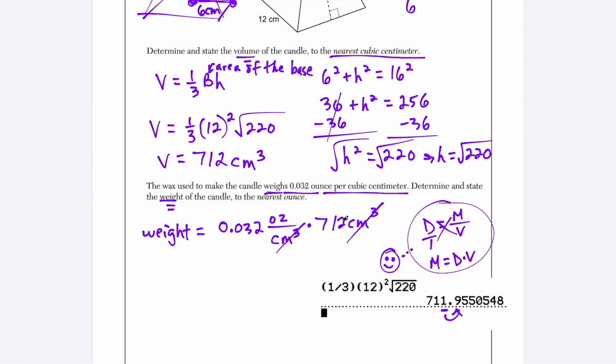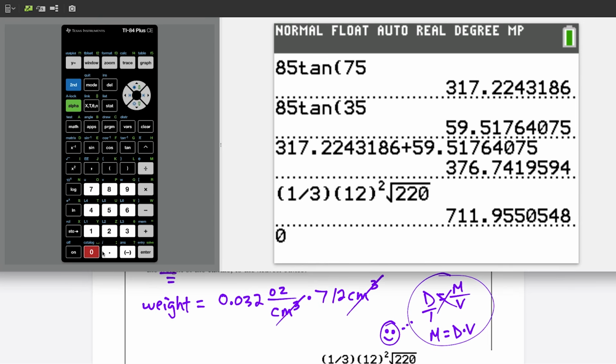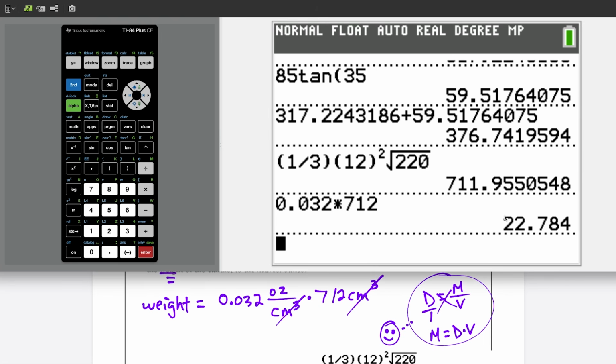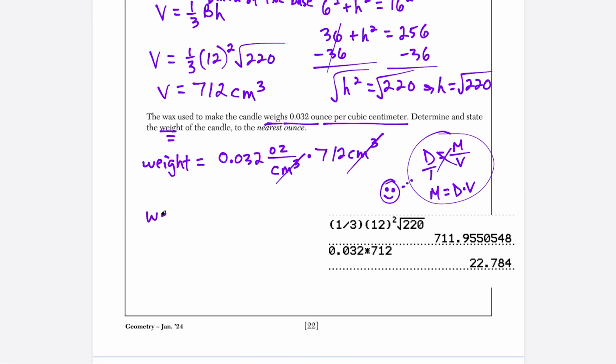And then to find the weight, all we have to do is just multiply these two values. So now we just work out this product. We have 0.032, and we are multiplying by 712. And this tells us to the nearest ounce, the weight of the candle is 23 ounces. So we'll just record our answer. We have the weight of the candle to the nearest ounce is 23 ounces.